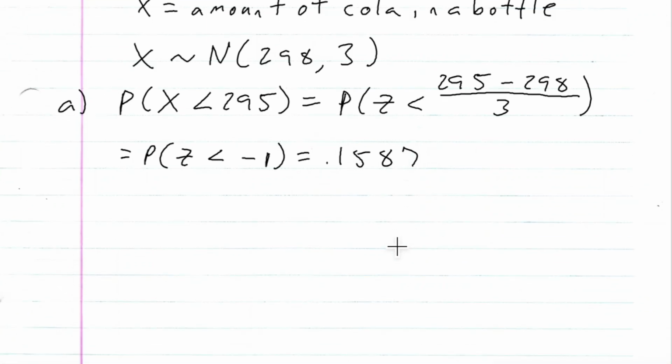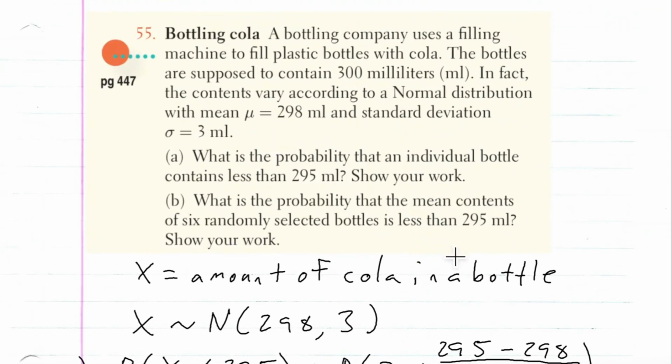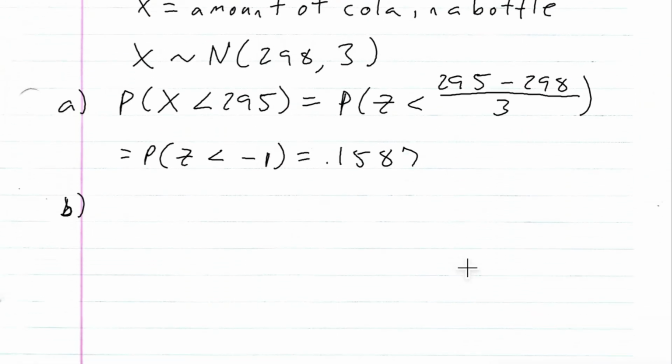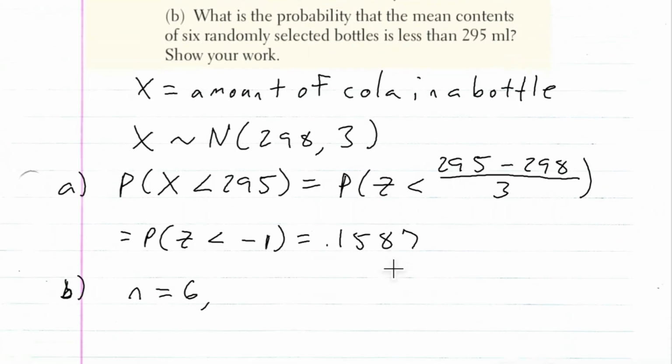Okay, so part B, because we have another part, right? Part B is asking, what is the probability that the mean contents of 6 randomly selected bottles is less than 295 milliliters? Okay, so we have our N, the number in the sample, is 6, and we're trying to discover what the probability of the mean of those 6 bottles being less than 295 is.